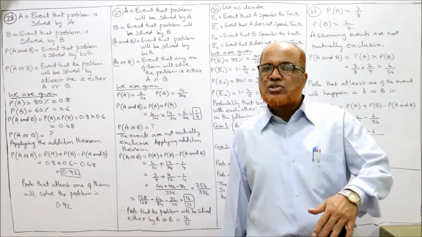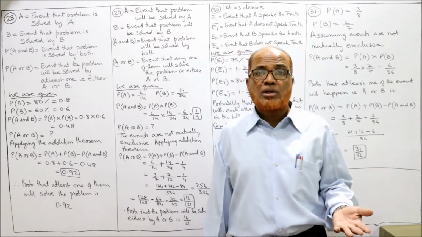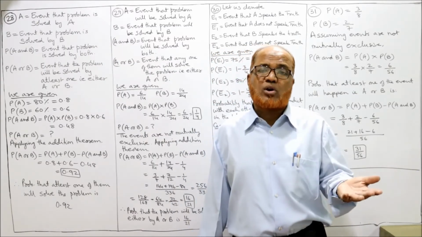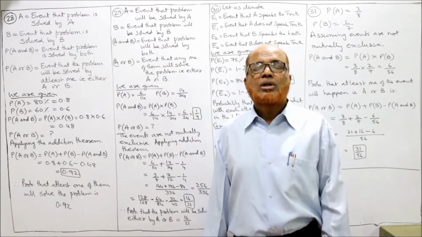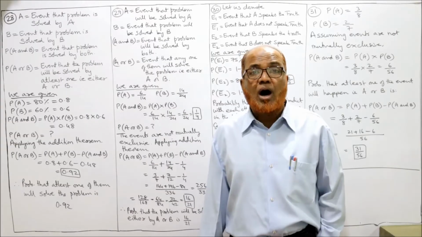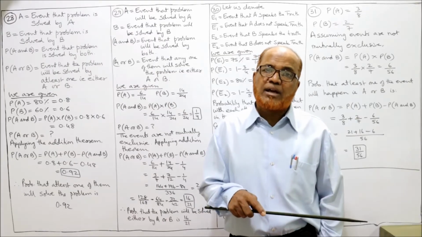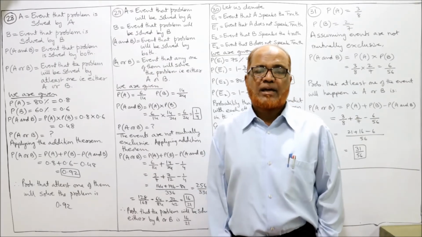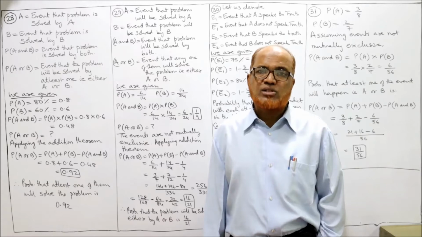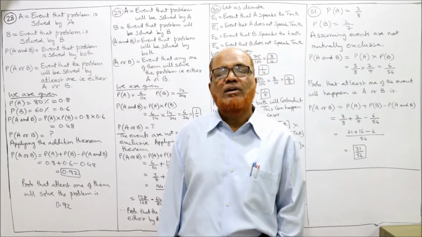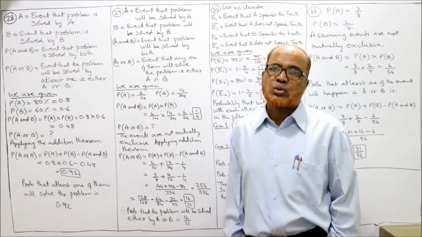So can the problem be solved by both? Yes, of course. There is a chance that the problem will be solved by both also. So the events A and B are not mutually exclusive because simultaneously A and B can also happen. A और B दोनों भी एक साथ भी solve कर सकते. तो events are not mutually exclusive.